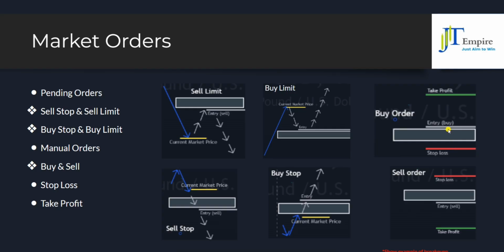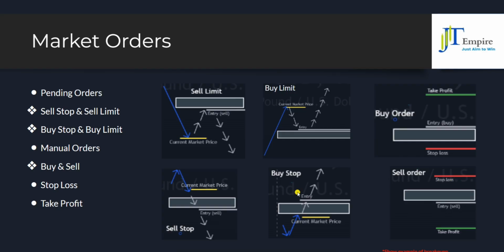If you are buying, you expect the market to go up. Of course, your target, your profit, should be above the entry, and your stop loss, which is your risk, should be below your entry. So this is your buy order. With the sell order, on the other hand, you expect that the market should fall or depreciate in value. Therefore, your take profit should be below your entry so that you will make money, and your stop loss, your risk in the event that you lose money, should be above your entry, right?